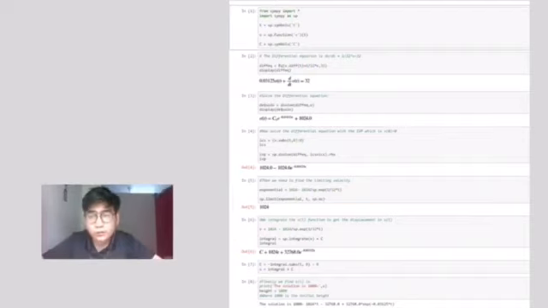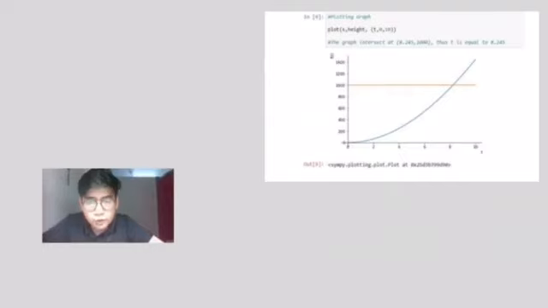So that's all for the computer-aided solution. So this is the graph that we get after we plot the graph in Python.